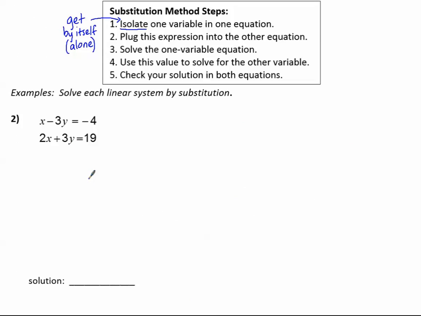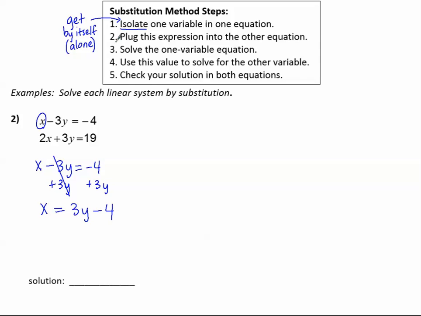Now, which one is mostly alone? That's right. This x is mostly alone. So let's take this first equation, x minus 3y equals negative 4, and get this x completely alone. Notice that the other variables have a number in front, which would make it harder to isolate them. So to get this x to not have minus 3y, let's add 3y on both sides of the equal sign. So that x equals 3y minus 4.